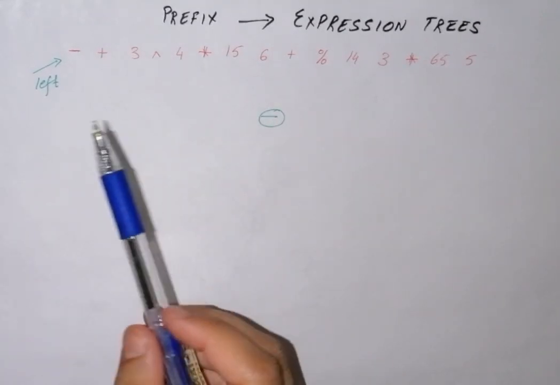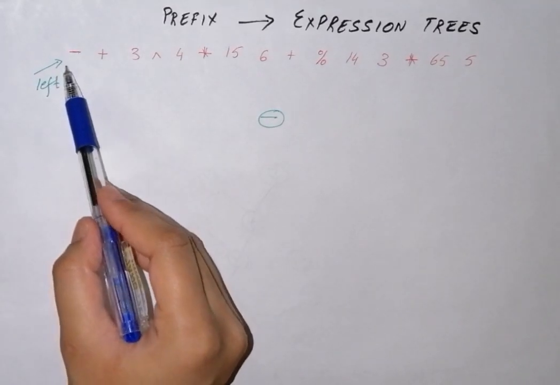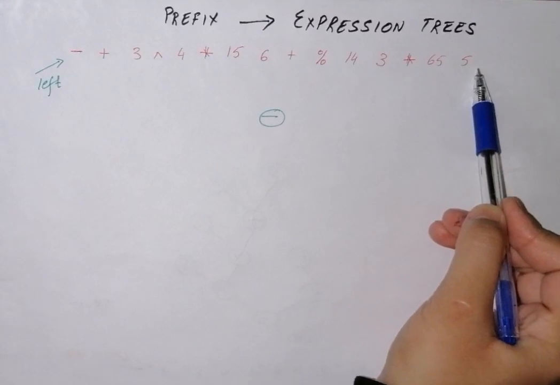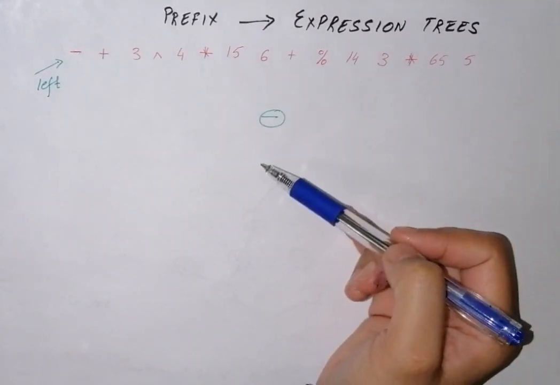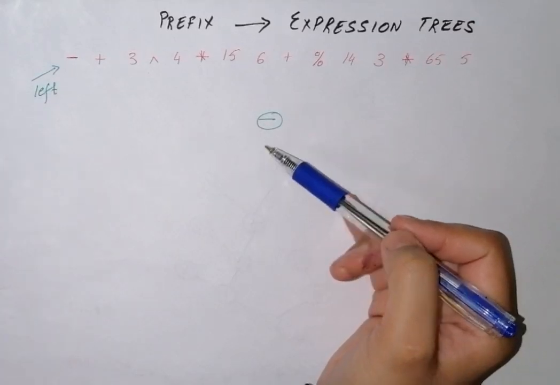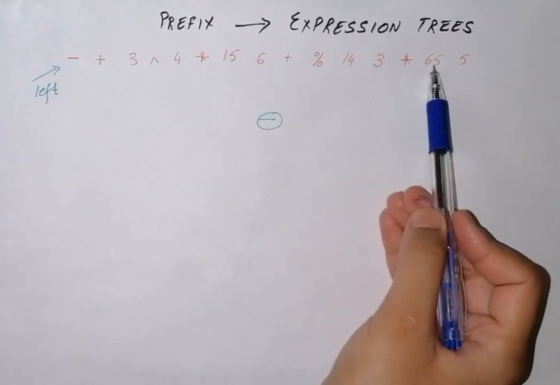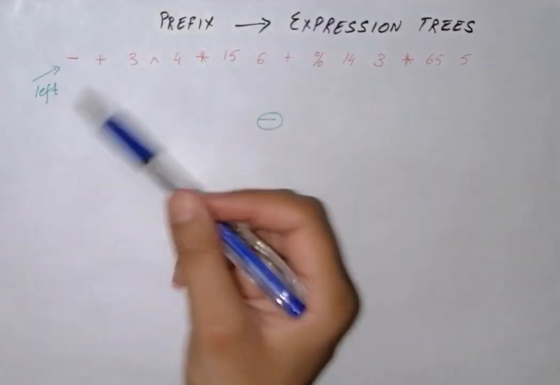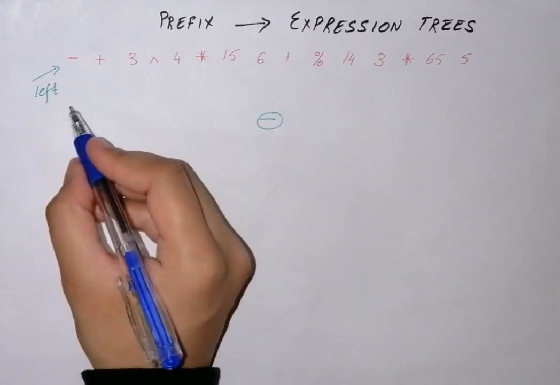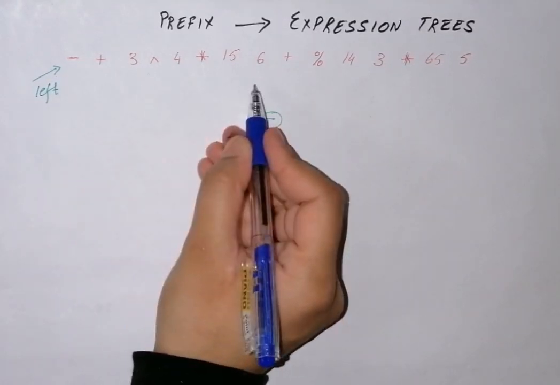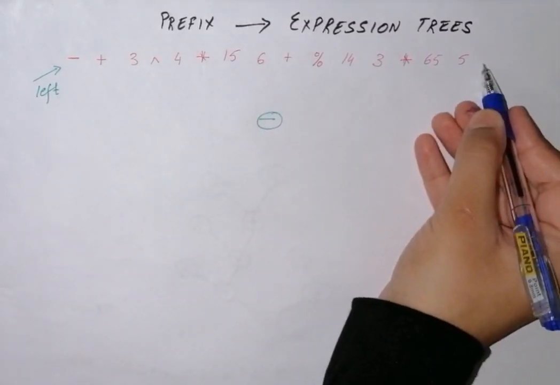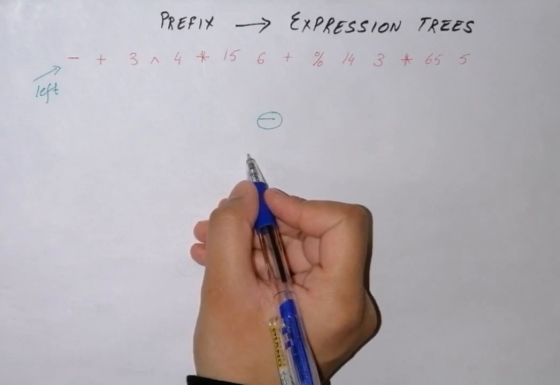Now we will start moving from the left side, character by character, towards the right side until we find the end of this expression, and build the expression tree accordingly. How will we create an expression tree from this prefix representation? As I have told you earlier, we will move from the left side of the expression towards the right side till we find the end of the expression. Same goes for your expression tree as well.